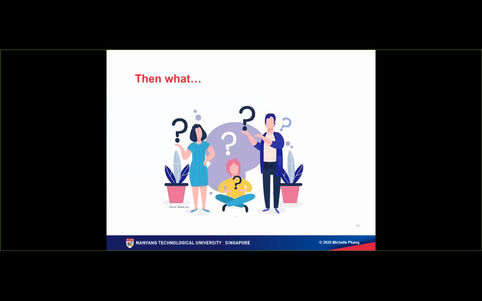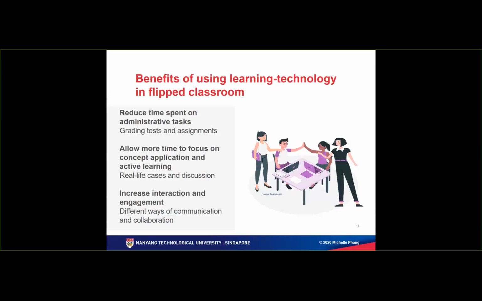So as I have mentioned previously, whatever technology we use doesn't have to be something complicated. It is important to appropriately select and connect the technology with the content, methods of instruction and assessment, learning outcomes, and student needs and abilities. Here are some of the benefits of using learning technology in a flipped classroom. Learning technology helps to reduce time spent on administrative tasks, especially on grading. It allows teachers to focus more on lesson planning and to ensure students achieve the learning outcomes with active learning activities during class time.